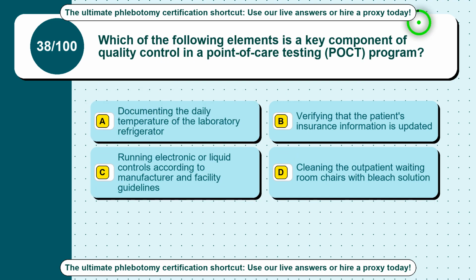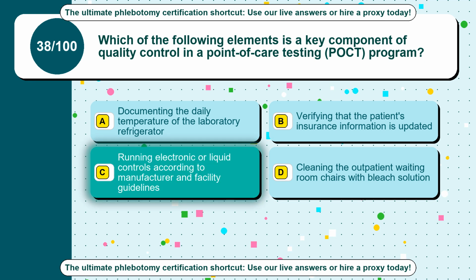Question 38. Which of the following elements is a key component of quality control in a point-of-care testing POCT program? Option A, documenting the daily temperature of the laboratory refrigerator. Option B, verifying that the patient's insurance information is updated. Option C, running electronic or liquid controls according to manufacturer and facility guidelines. Option D, cleaning the outpatient waiting room chairs with bleach solution.